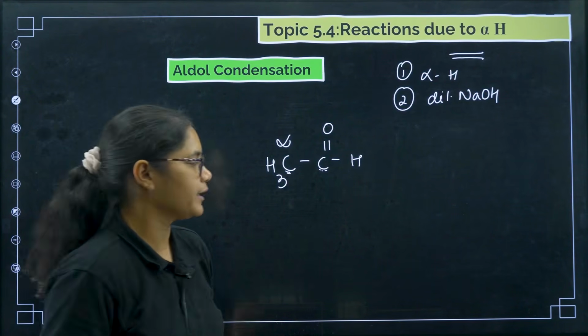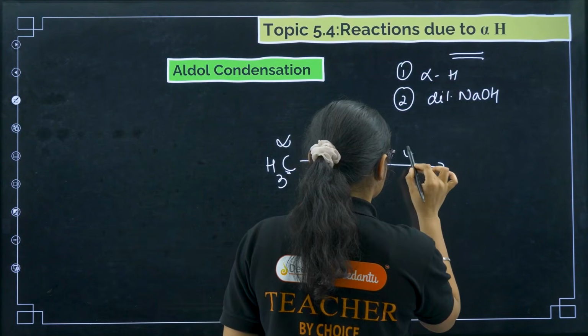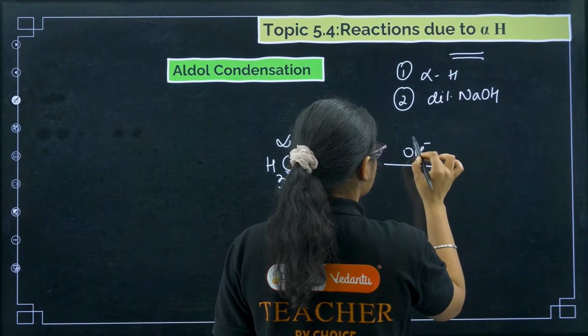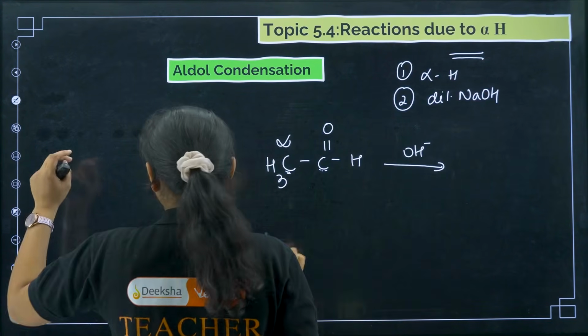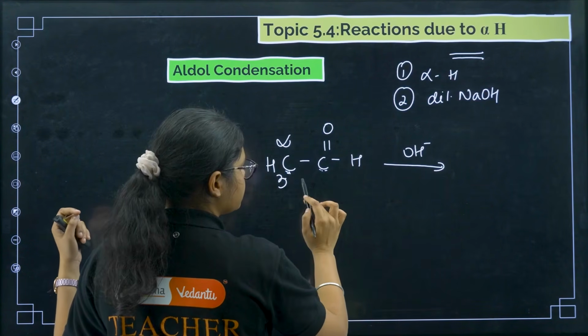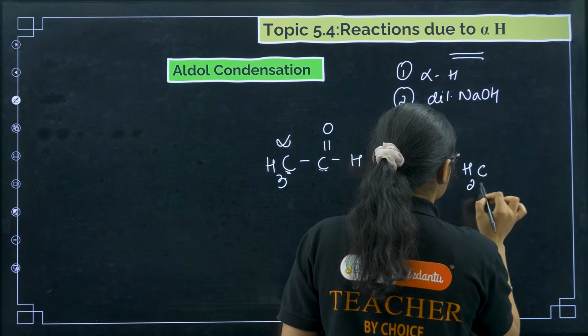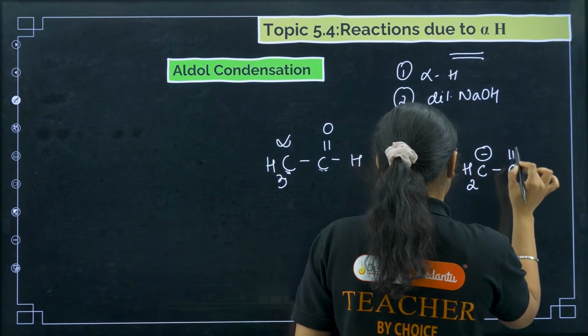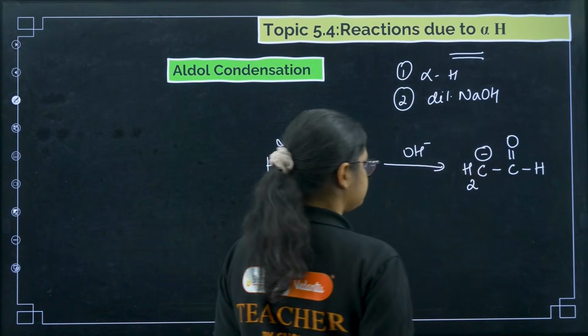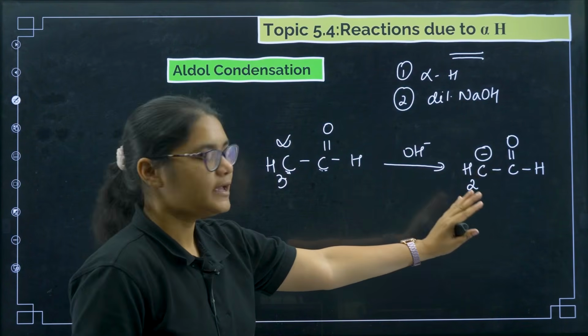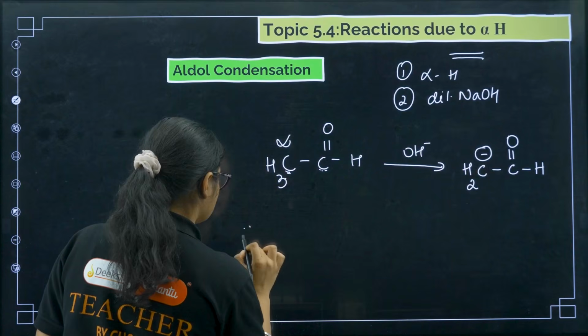Okay, so if you are taking dilute NaOH, OH minus will be there, so it will abstract this alpha hydrogen. Okay, so it will take one of the hydrogens from here. So what will I get? CH2 minus is formed here. Okay, now after this what happens?